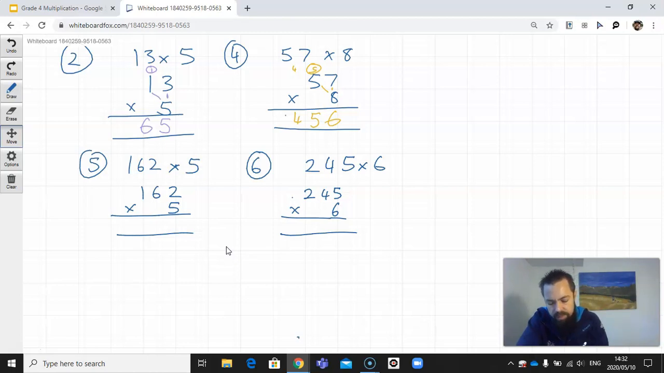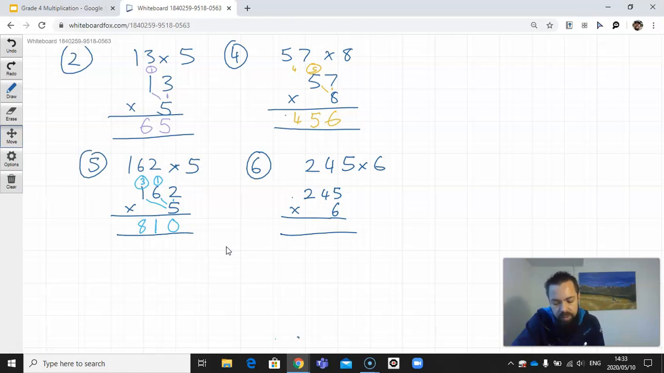So this time we've got 3 numbers at the top, but it works exactly the same as before. 2 times 5 is 10, carry the 1. 6 times 5 is 30, plus the 1 is 31, carry the 3. 5 times 1 is 5, plus 3 is 8, and my answer is 810.